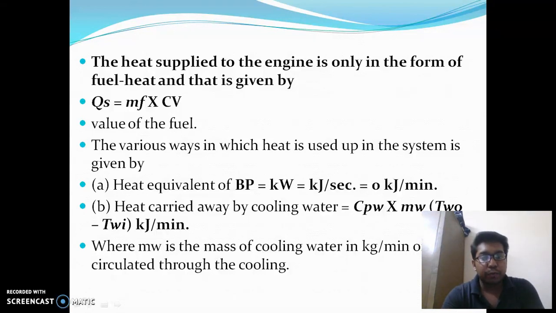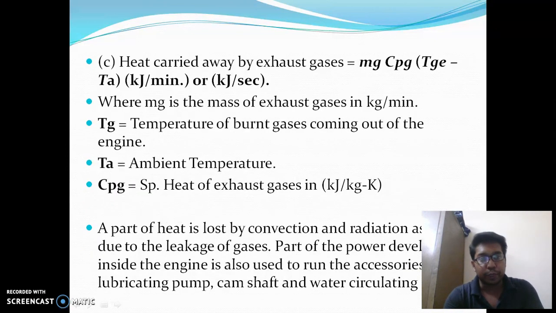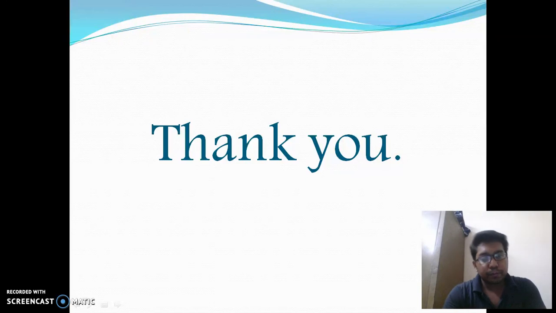Now heat carried away by the cooling water is equal to Cp into mw into the temperature rise, and the unit is kilojoule per minute, where mw is the mass of the cooling water in kilogram per minute or kilogram per second circulated through the cooling. And heat carried away by the exhaust gases is equal to the mass of gases mg into Cpg into (Tg minus Ta), in kilojoule per minute or kilojoule per second, where mg is the mass of the exhaust gas, as I already told you. Now Tg is the temperature of the burned gases coming out of the engine, Ta is the ambient temperature, and Cpg is the specific heat of the exhaust gas in kilojoule per kilogram Kelvin.